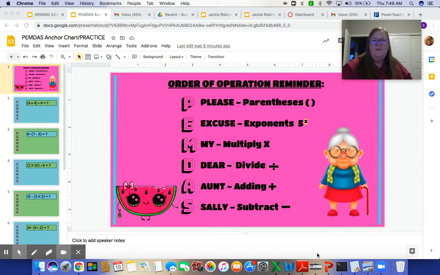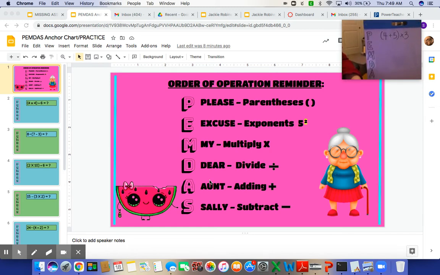I am going to review a little bit of order of operations, and we're going to practice that again today. I know yesterday some of you were having trouble when we were talking about it on our class Zoom. So I want you to pay attention to my board that I have set up here.